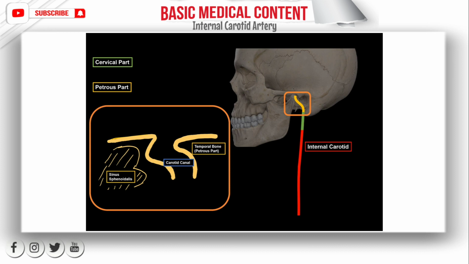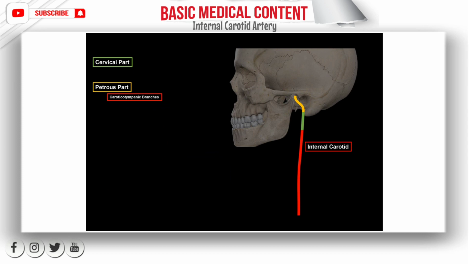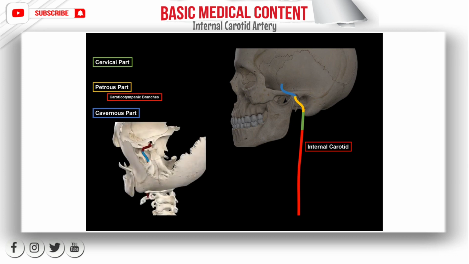Now the internal carotid will continue up through the canal, and then it will give off some important side branches, and they're called the carotico-tympanic branches, supplying the tympanic cavity or the middle ear. Now, as it leaves the canal and enters the middle cranial fossa, it becomes a cavernous part, and here's maybe a better representation of it.